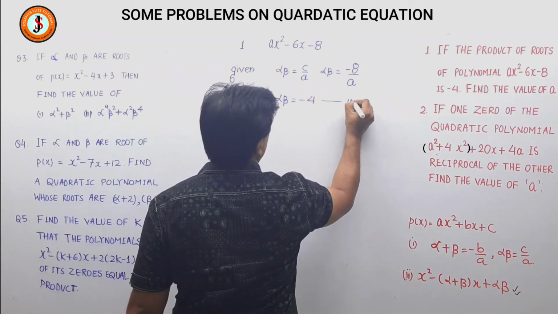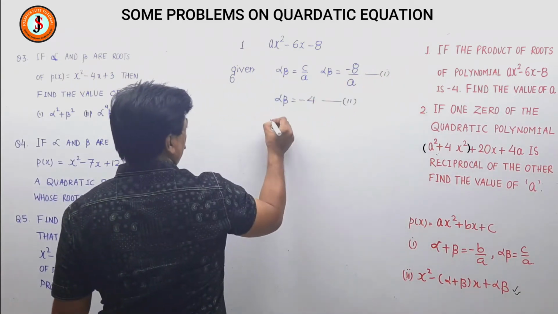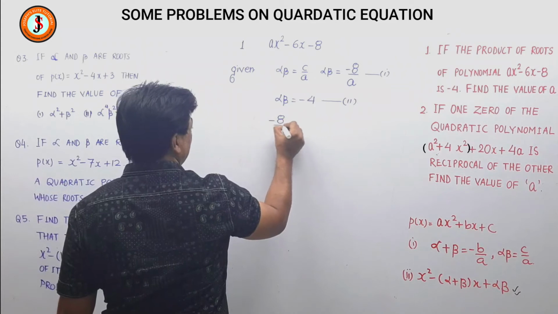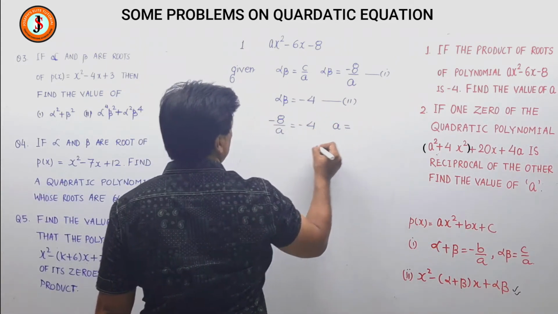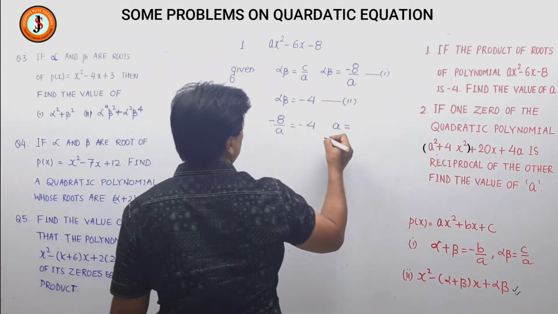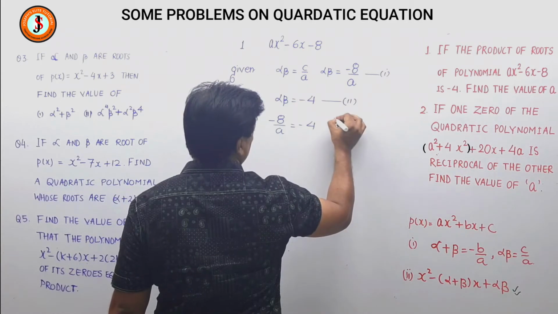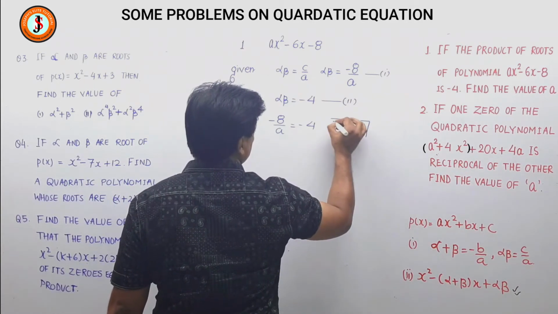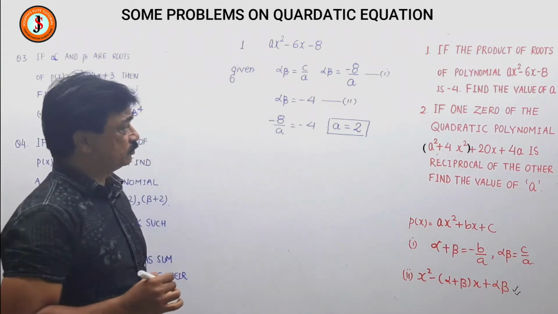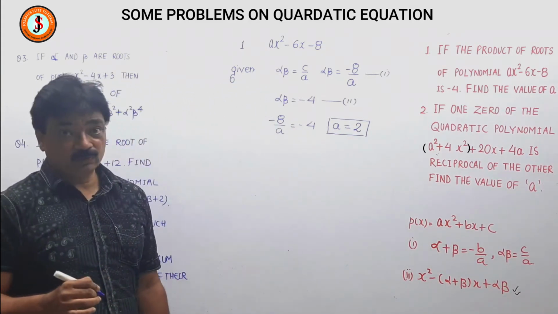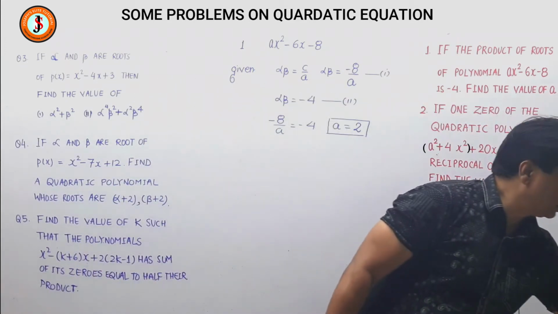So, we can equate equation 1 and equation 2. Minus 8 by a is equal to negative 4. That means a will be equal to, this will cancel out, 8 by 4, that is 2. A will be equal to 2. So, that is the first solution. We always take down the data, isn't it? And now let us move to the next one.